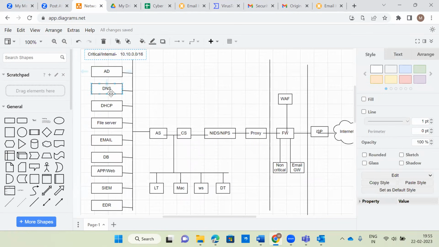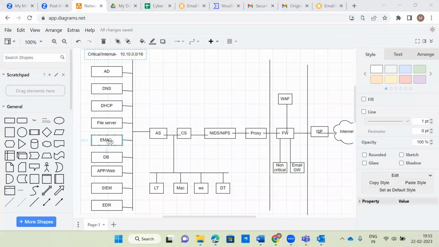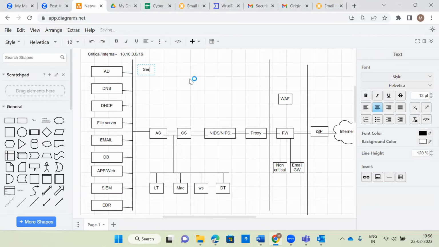Examples are Active Directory, DNS, DHCP server, file server, email or SMTP server, database server, app or web server, SIEM tool, EDR tool, and so on. All these are critical at the organization level. Even the SIEM tool or EDR tool I'm putting as a server; it's a tool, but we can also call it a server. That is the critical or internal server zone. This is one of the LANs, called the server LAN.